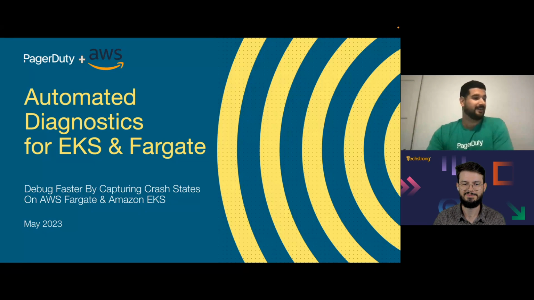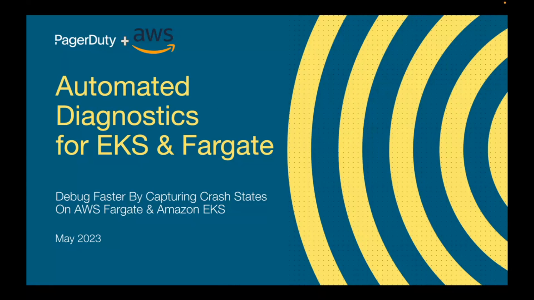Excellent. Well, thank you for joining, everybody. My name is Jeremiah Lodis. I'm presenting from San Diego. So good morning and welcome to Automated Diagnostics for EKS and Fargate. Today, we'll be discussing how to debug faster by capturing crash states on AWS Fargate and Amazon EKS. For the purpose of our demonstration, we'll focus within Fargate. However, the solution we'll be discussing is applicable for both orchestration methods. And we'll be following this webinar up with another one that's a little more Kubernetes focused next month.